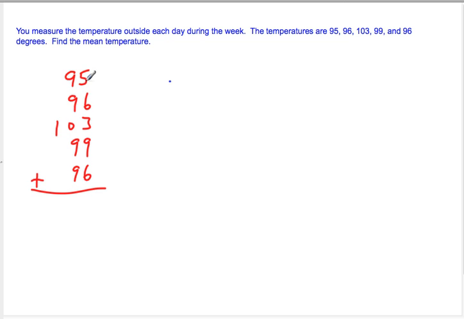So 11, 14, 23, 29. 11, 20, 29, 38, and 489. I can't even remember if that was my guess, but that sounds reasonable since this should be close to 500, so 489. And now we're going to divide by the number of data items, which was 1, 2, 3, 4, 5.